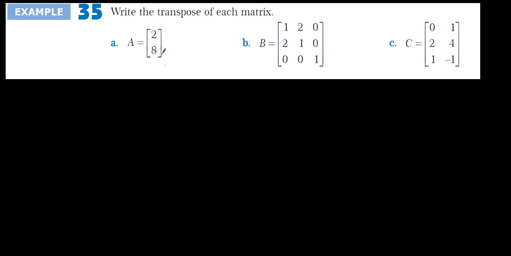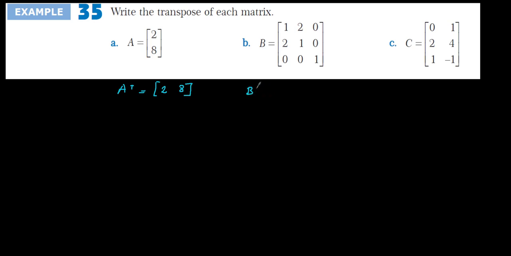Okay, here there are some simple questions, and we are going to find their transposes. Here A transpose: rows are going to become columns, which means that when you take this row, it becomes 2, and this row becomes a column, 8. So this is the transpose of the first matrix.